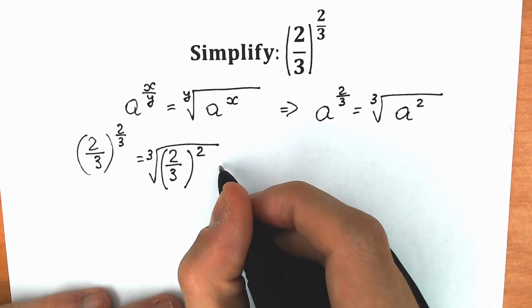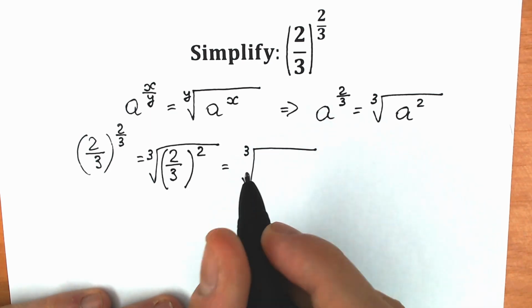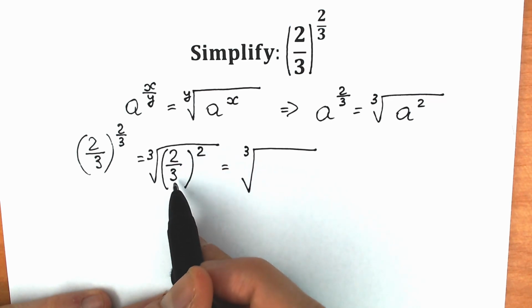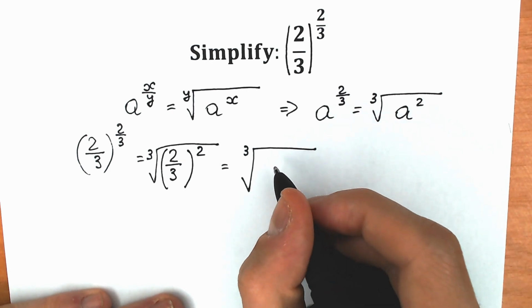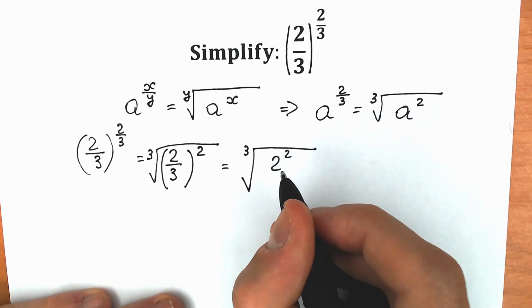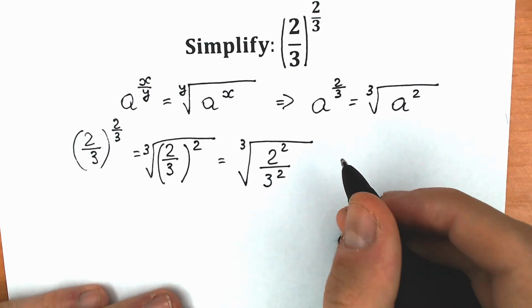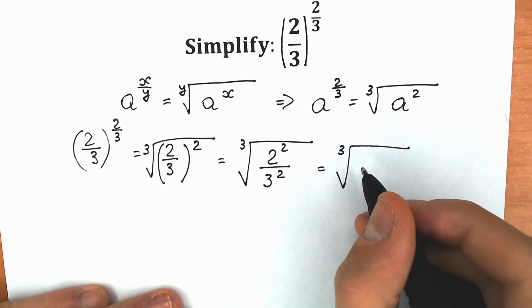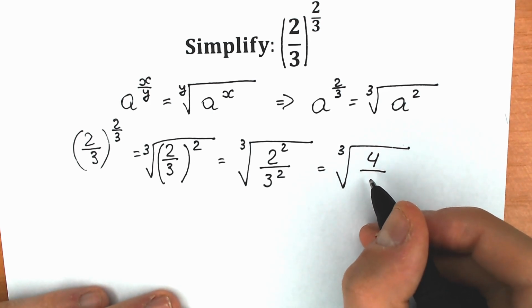So right now let's try to simplify this a little bit. So what do we have right here? Cube root of. When we have this type of expression, a over b to the power x, we need to raise our numerator to the power 2 and our denominator to the power 2. As a result, we will have 2 square in our numerator, and 3 square in our denominator. Okay, equal to cube root of 4 over 9.